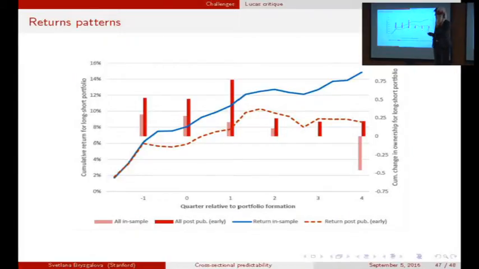50% goes away, but 50% stays. That means that they cannot trade away, which implies, once again, that it's not about free lunch. A lot of it is about risk. There should be some sort of risk that precludes you from just taking advantage of this new publication thing.